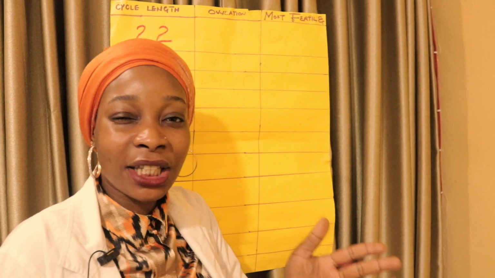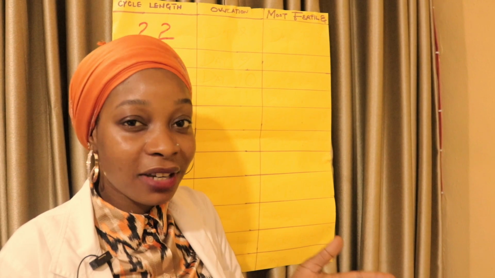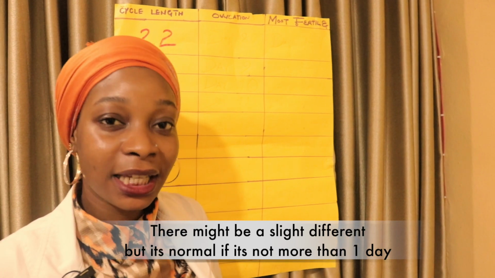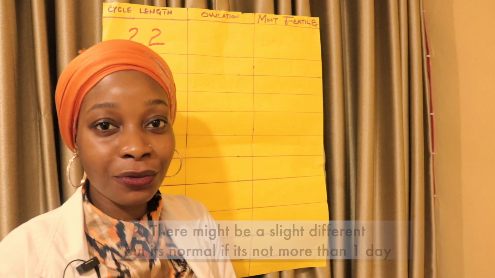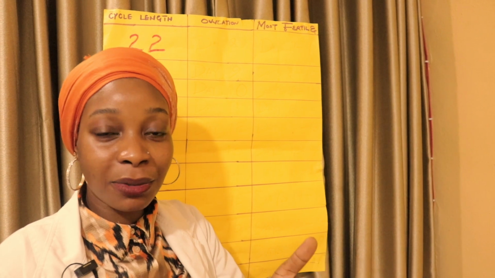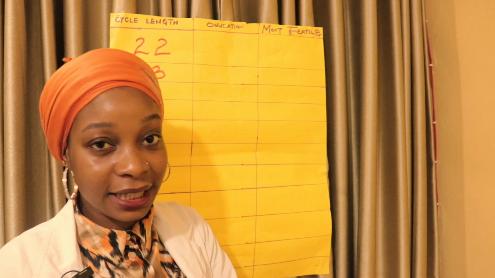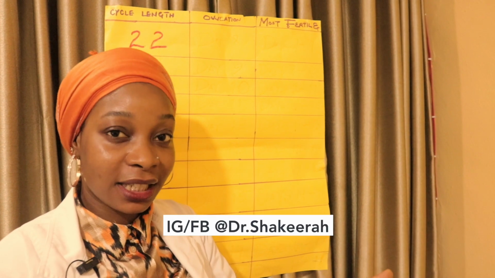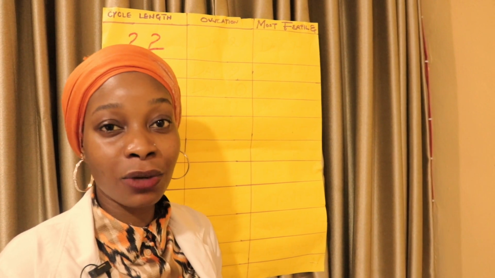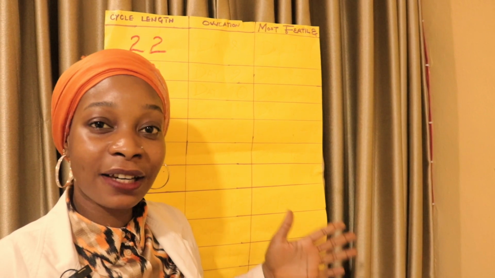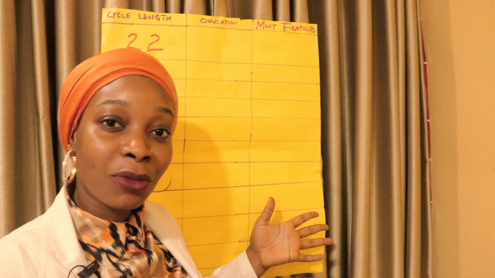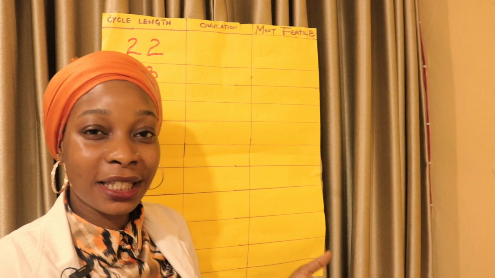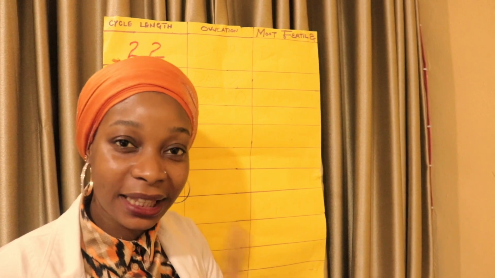There may be a bit of a shift because of stress and some other factors, but it could be normal at least by 1 day. Your cycle between January and February could be 28 days, while February till March could be 29 days or 27 days. So stress could affect your cycle as well, but it's still regular if you calculate at least 3 to 6 months and you have between maybe 28 to 29 or 27 to 28, if it's just 1 day.